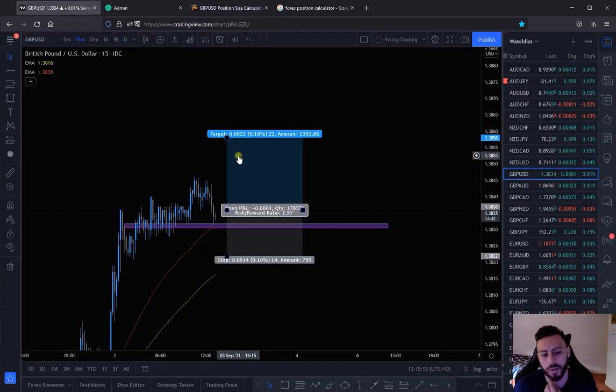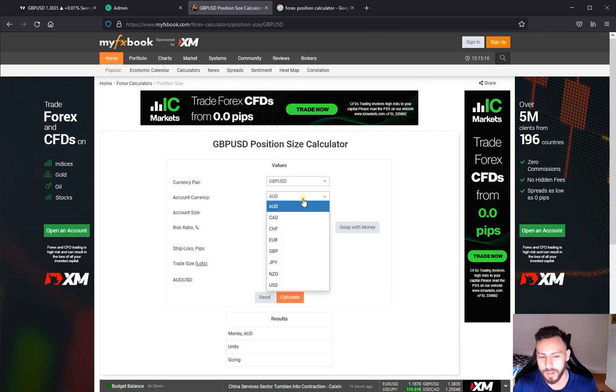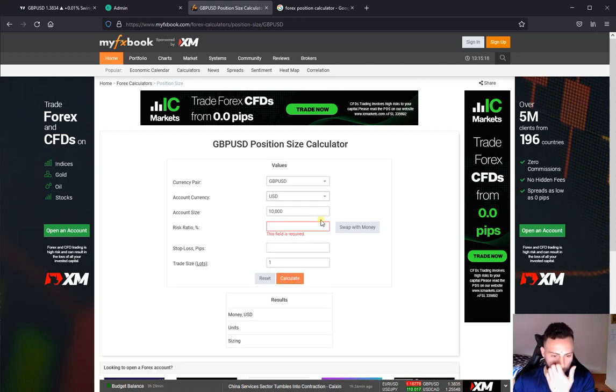The first thing you want to do is put in the pair you're trading. So I'm trading GBPUSD, I'm going to put in the pair. Put in more currency, it doesn't really matter, AED, USD, not the end of the world. And then put in your account size. So let's say you're trading with a $15,000 account.